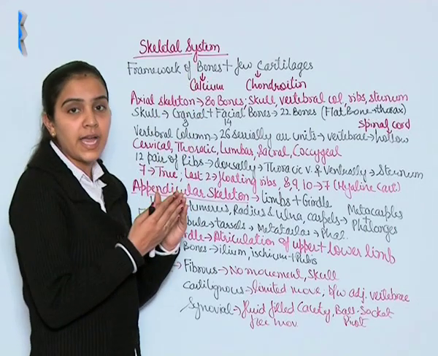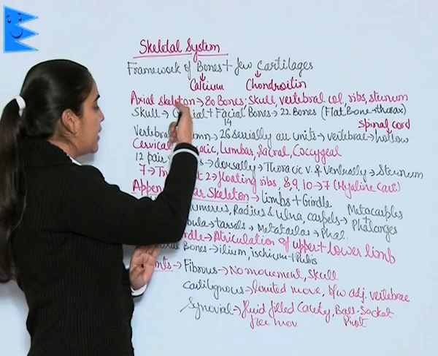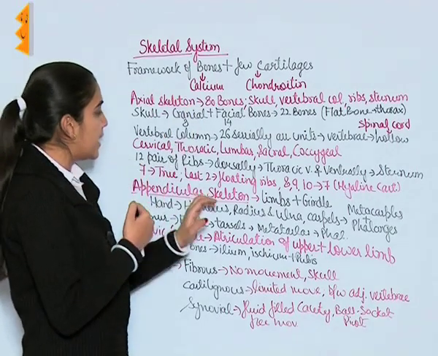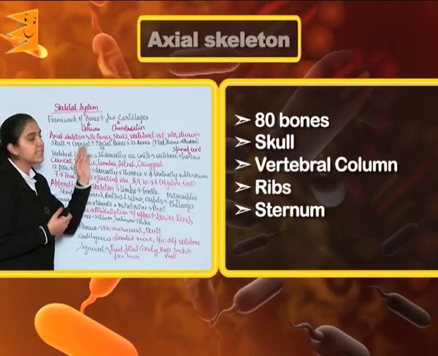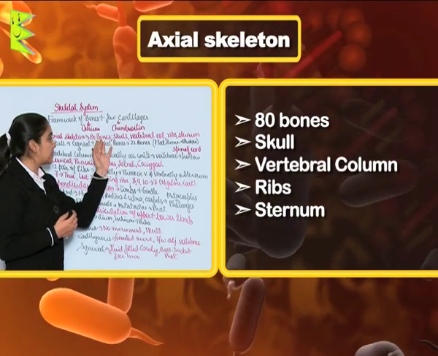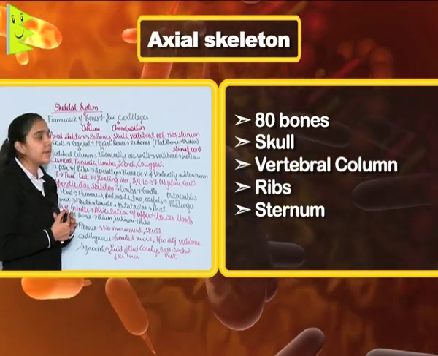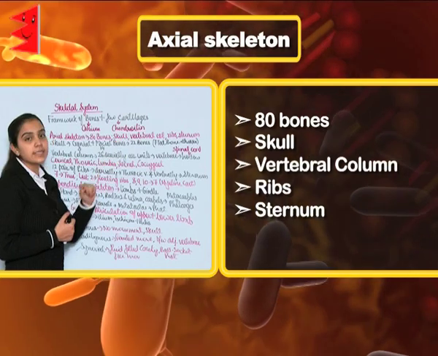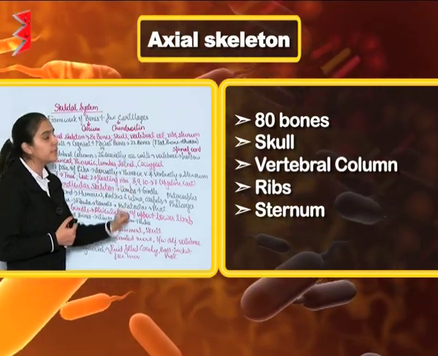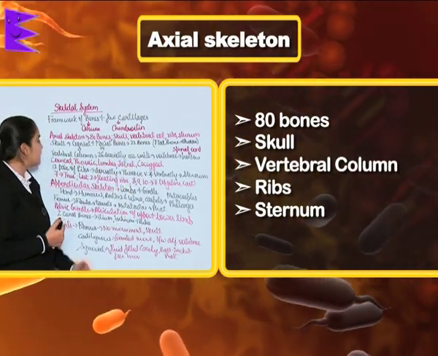Skeletal system is divided into two parts: axial skeleton and appendicular skeleton. Axial skeleton consists of 80 bones. It involves skull, vertebral column, ribs and sternum.